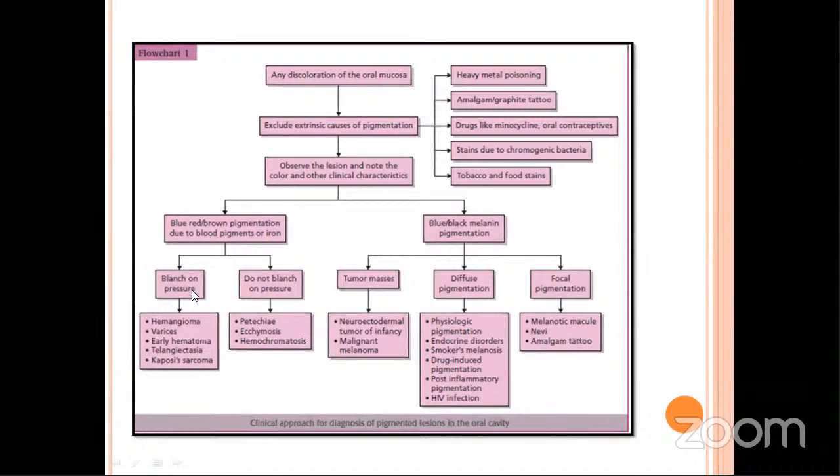And if it is red, if it blanches, then there are certain conditions which are related to that. That is hemangioma, varices, hematoma. And if it doesn't blanch, it is only superficial, meaning it is only on the surface. Petechiae, ecchymosis, hemochromatosis, which don't blanch. Okay, so I'll show you a picture for the blanching. Okay, the test is called diascopy. I have the picture. I'll just show you in the coming slides.